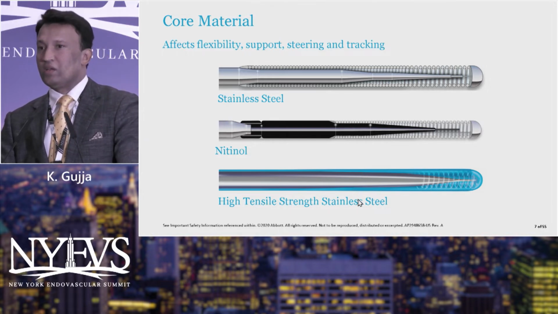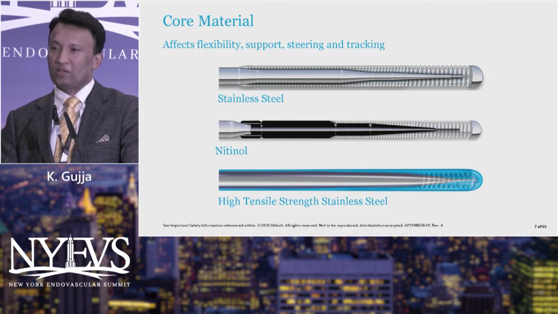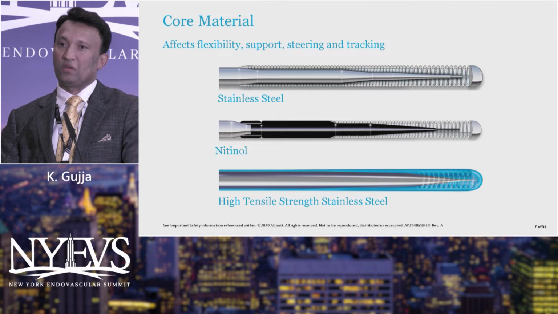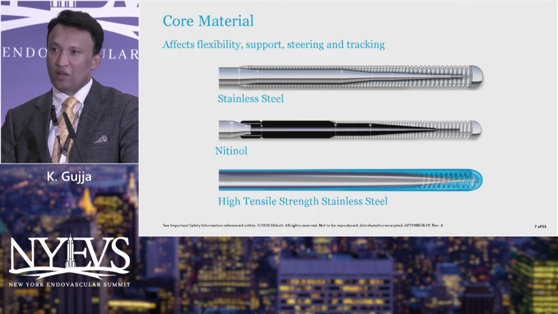High tensile strength stainless steel wires, usually these are 018 wires, are great when you're crossing popliteal lesions or SFA lesions and you want more support through the calcification, and you do not want to put an 035 wire down into the tibials. These are great wires to put in.